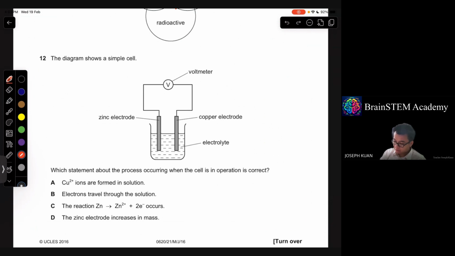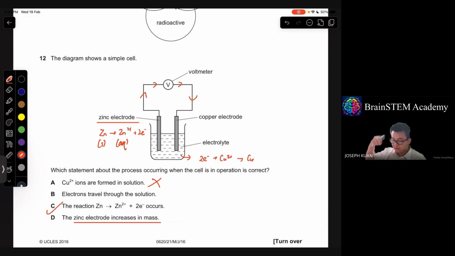So the idea here is the best answer is C. Zinc is more reactive than copper, so zinc will oxidize, forming electrons. These electrons will be accepted by the electrolyte, and that will actually lead to copper 2 ions getting reduced. So we won't form copper 2 ions. Instead, electrons actually travel in the wires, not the solution, right? Not the solution. And then the zinc electrode should decrease in mass because it's getting oxidized. So answer is C for cat.